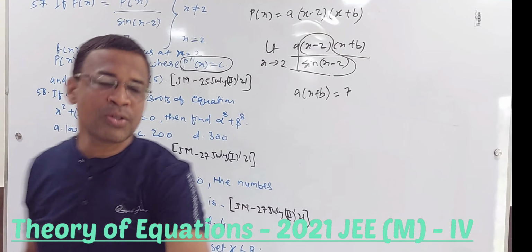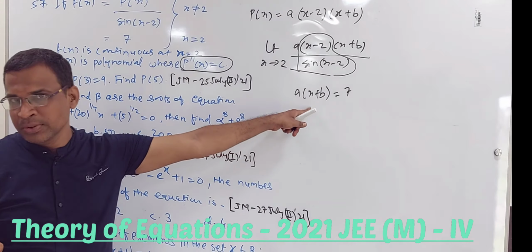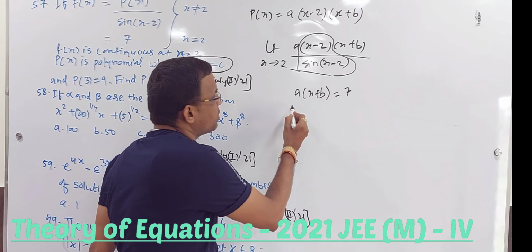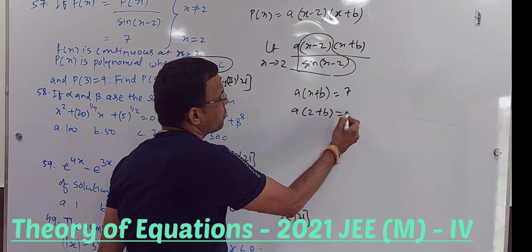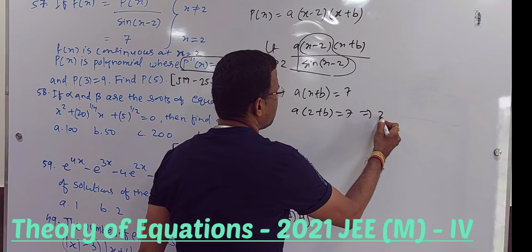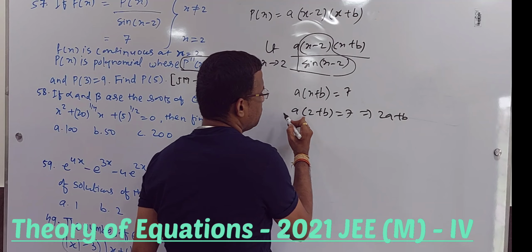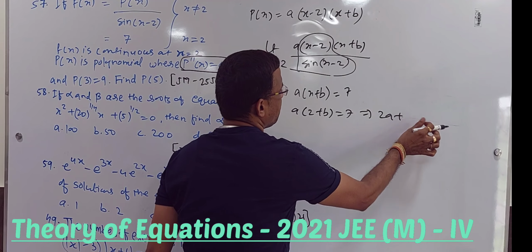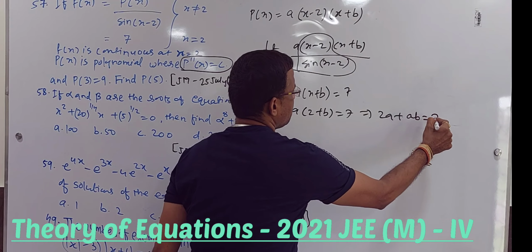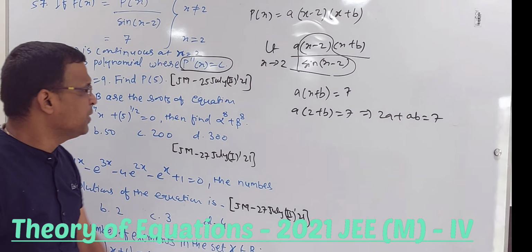Now for x equal to 2, replace x with 2 also. So the relation which I got is a times 2 plus b is equal to 7. I have to be precise: 2a plus b is equal to 7. Fine, something like that. We'll just see.